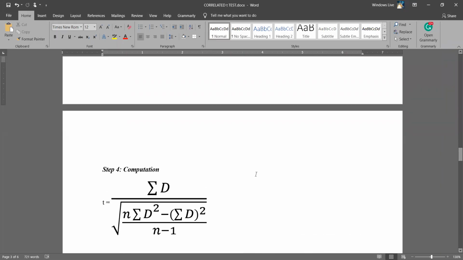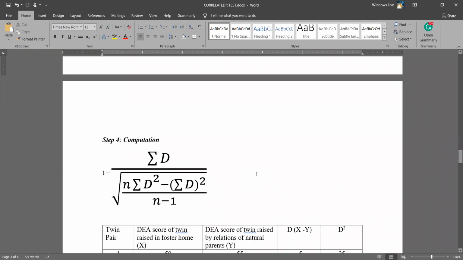So the next one is step 4, computation. And when it comes to computation for correlated T, it's very simple. It's quite easier than independent t-tests. So this is the computation or the formula for correlated T. So one might ask him or herself, what is D? Where is the D coming from?